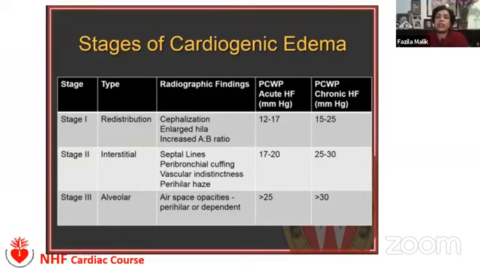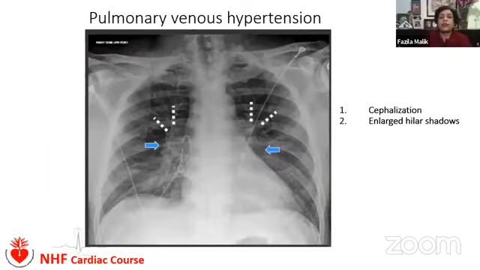So these are findings which are happening due to increased pulmonary capillary wedge pressure. And so first of all, as we said, there is redistribution, and this redistribution is evidenced by cephalization, or upper lobe diversion, and this is also known as the stag antler sign, and the hilar shadows also become enlarged.